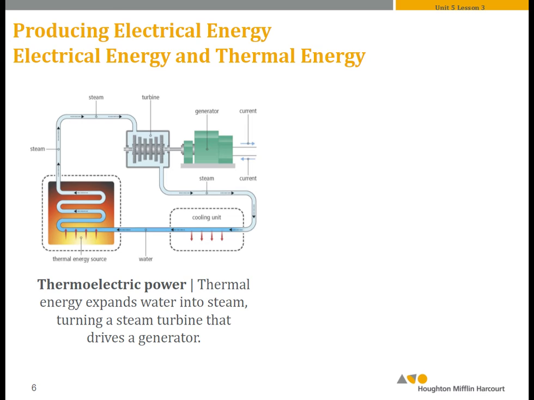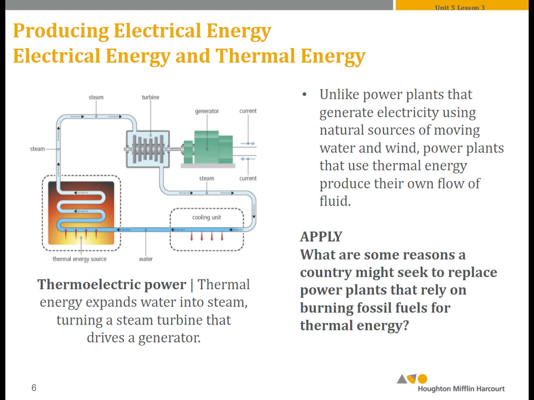And then the turbine is attached to a generator that generates electricity, carries it away in electrical wires, and then the steam is cooled down and it's condensed back into water. So we have this cycle of boiling and condensing of water that drives the turning of the turbine, because again, expanding gases do work on their surroundings.